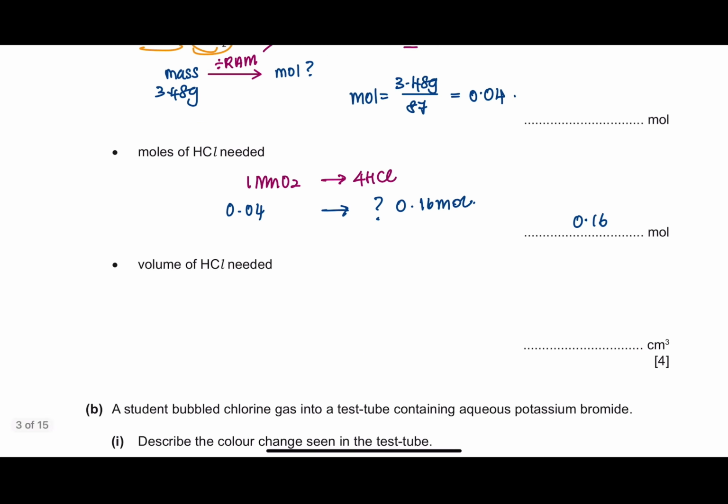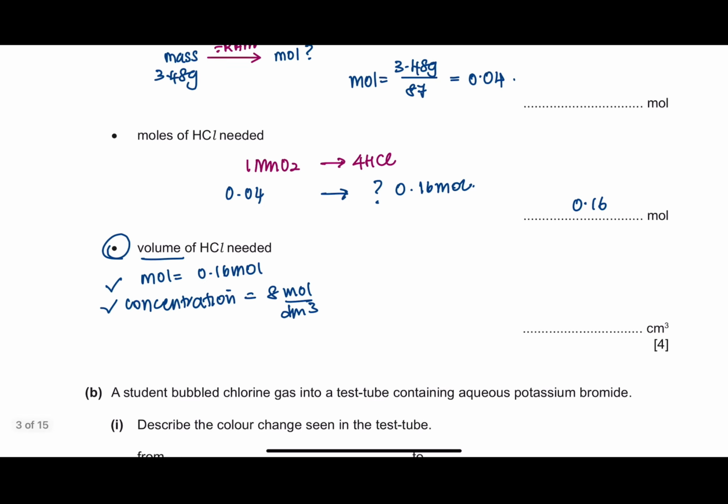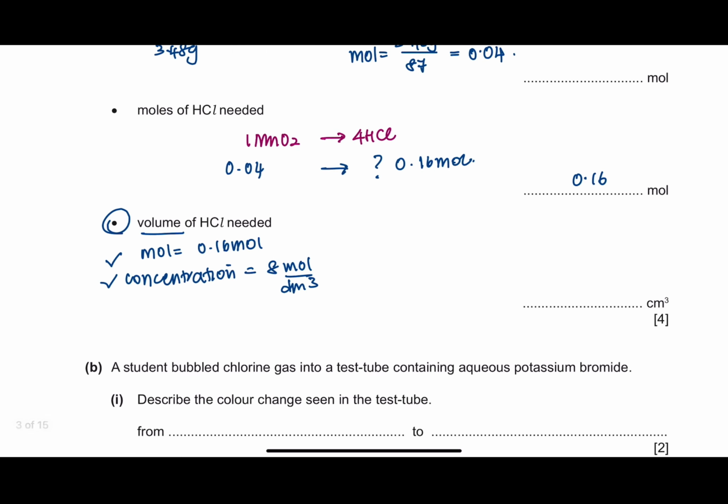Now the last question is asking you to find the volume of HCl needed. First of all, let's list down the information that we have for HCl. You have the mole and the concentration for HCl. All you have to do is find the volume. Using the same formula as the previous question, in order to find the volume from concentration and mole, you have to divide them with each other. So 0.16 mole will be divided with 8 mol dm⁻³ to give you 0.02 dm³.